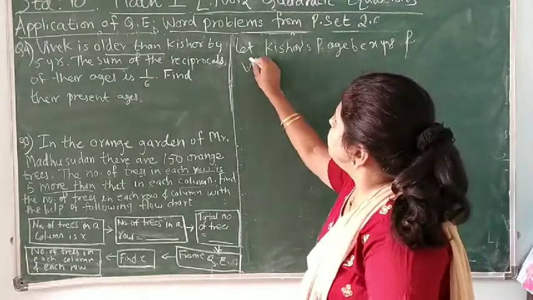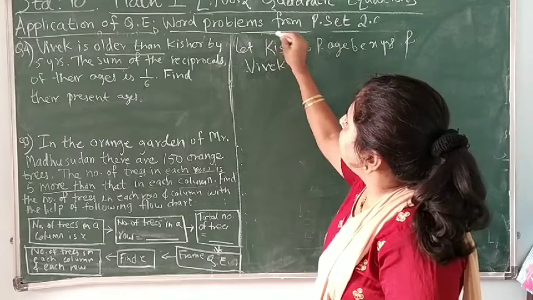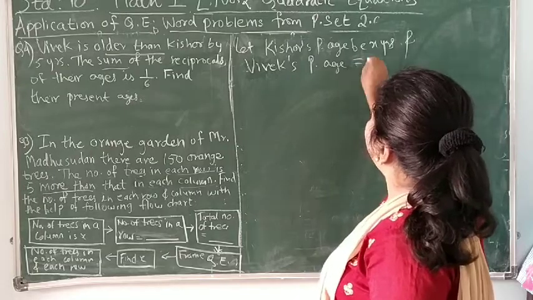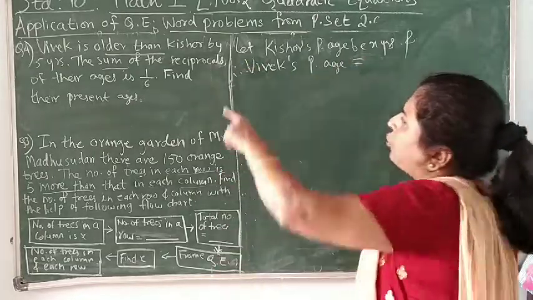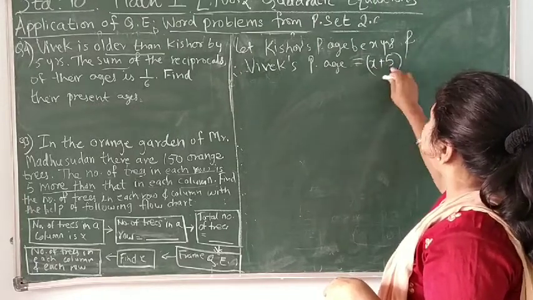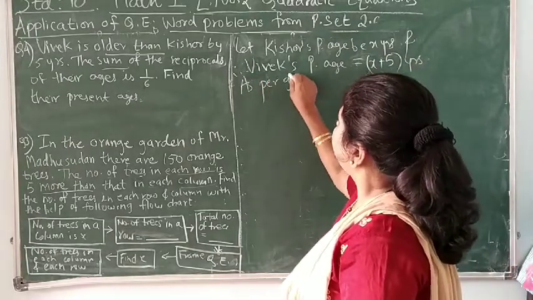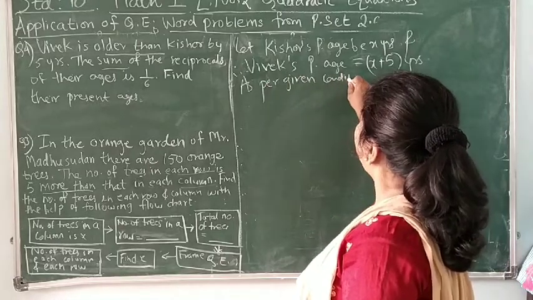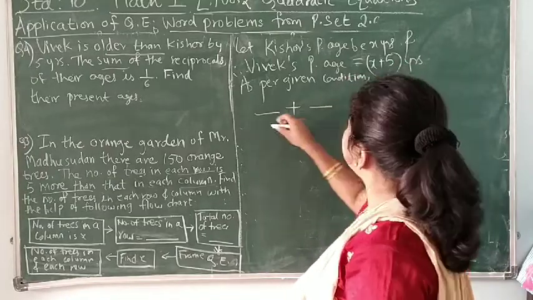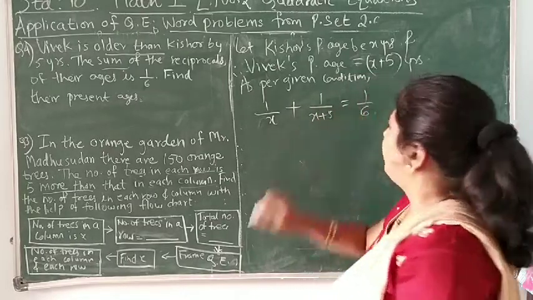And Vivek's present age. When you are writing names, the first letter should be capital. Vivek's present age, let it be y, is equal to, because we know he is 5 years older, so it is 5 years more than Kishore. Okay, x plus 5 years. And now as per the given condition or information, the sum of the reciprocals of their ages: 1 upon x and 1 upon x plus 5 is equal to 1 upon 6.